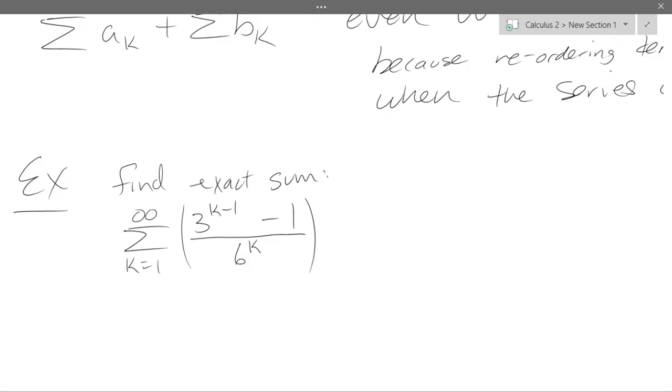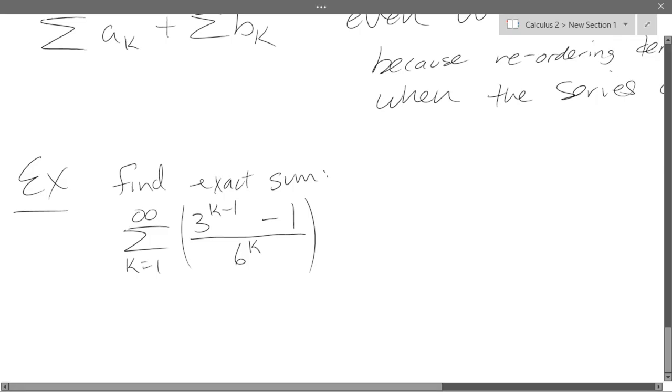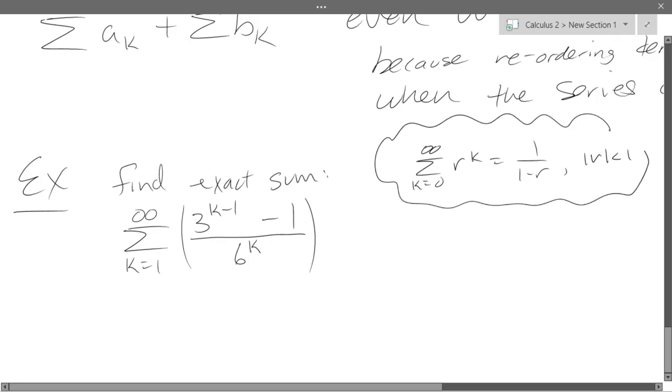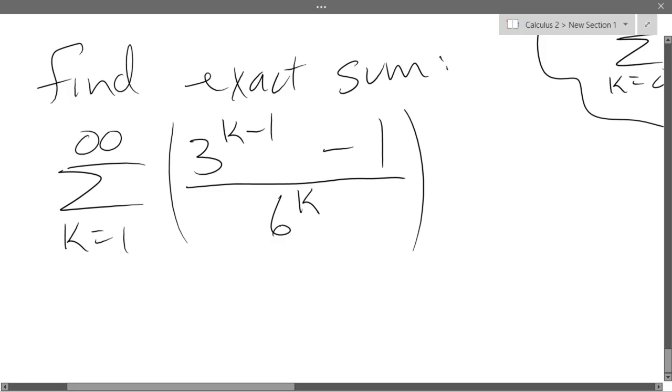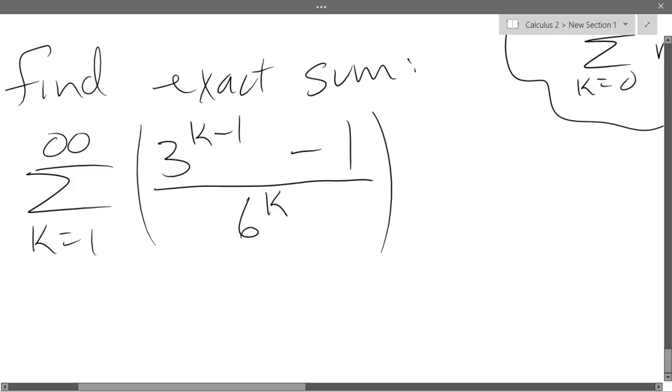What's some algebra that I can do? So here is geometric series. Your brain should be thinking summation k equals 0 to infinity r to the k equals 1 over 1 minus r, when absolute value of r is less than 1. So that should be the thought in your brain right there. How can I make this look geometric? So what are some ideas? Remember, if we multiply by anything, we've got to multiply by 1, or else we'll change the sum. So I could multiply by something, but it better be a fraction where the numerator and denominator are the same. What other algebra move can I do?